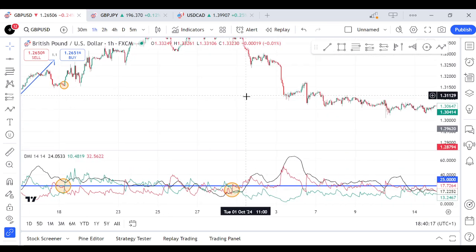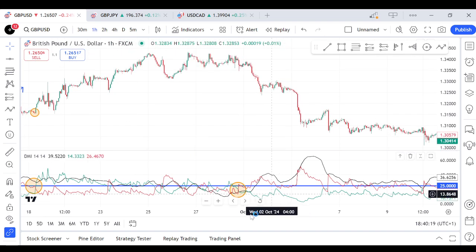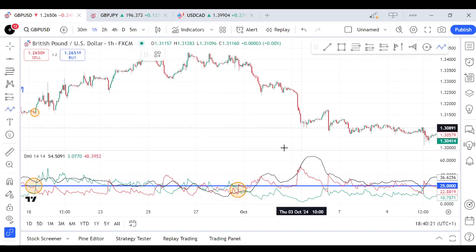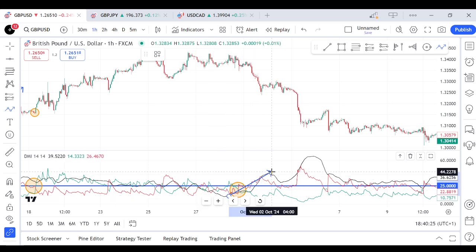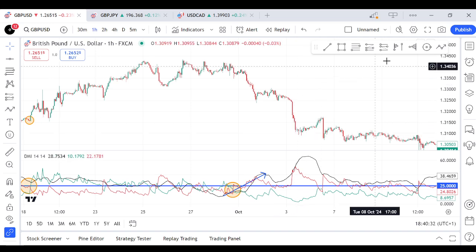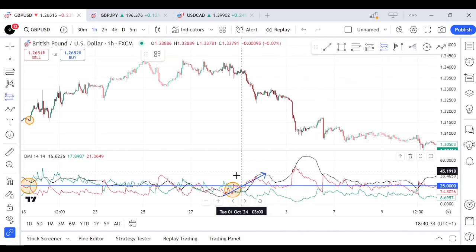And let's look for another one. You can see the ADX line, which is the black line, crossing above the 25, and the dominant DMI line is the red line in this case. And you can look to enter your trades in line with this red line, which is the negative DI line. You look to enter a sell trade.